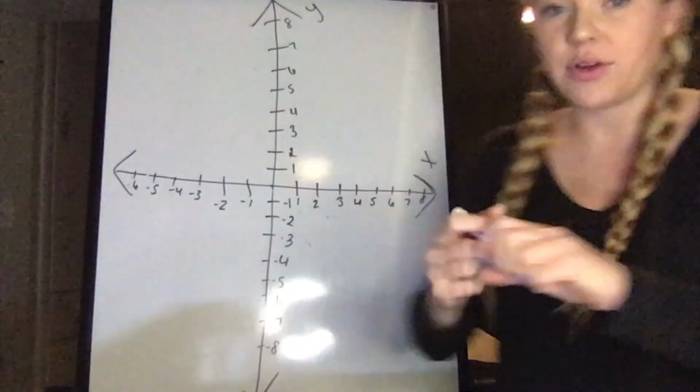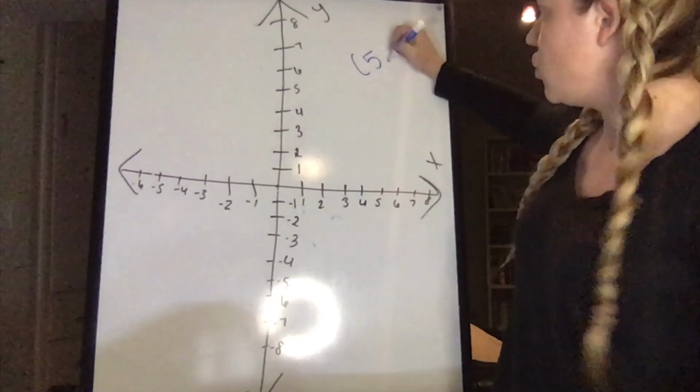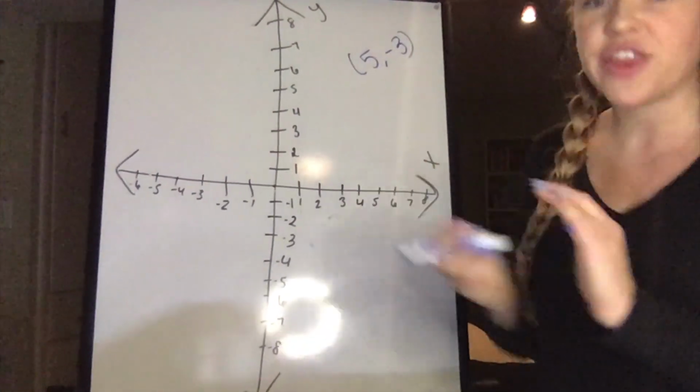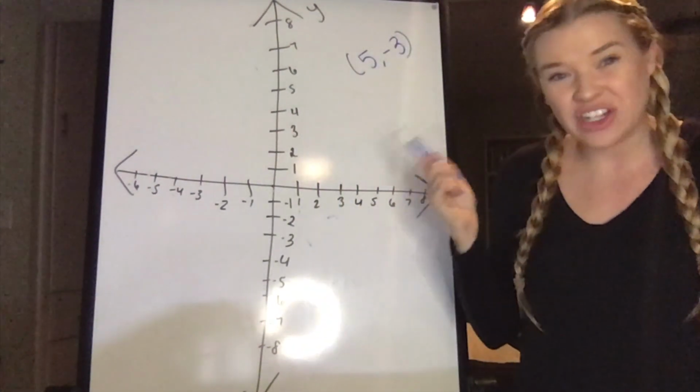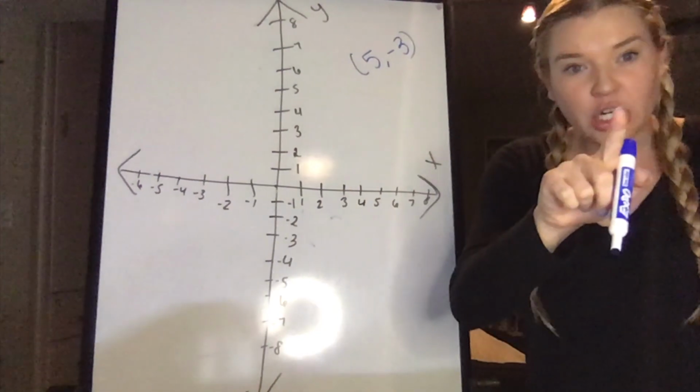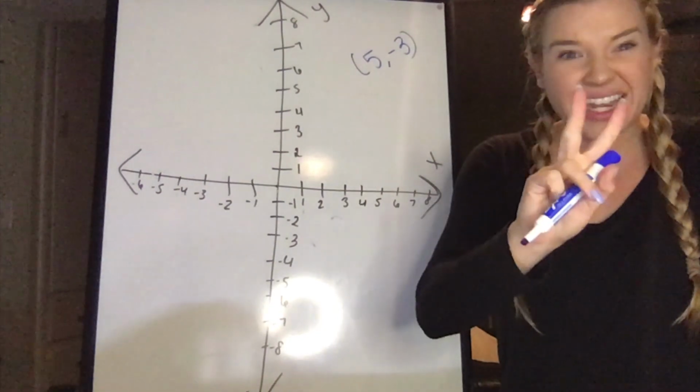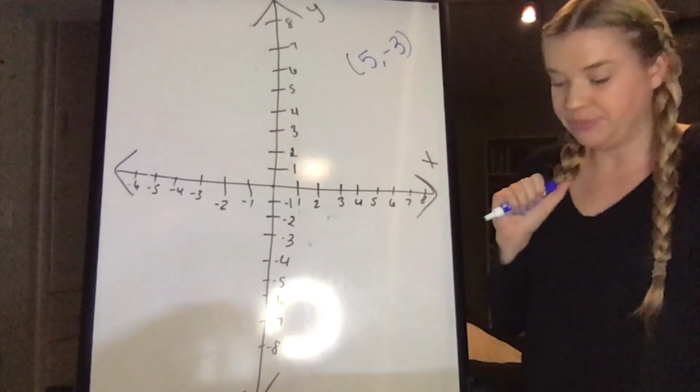5, negative 3. I'll write it up here, but I want you to pause it and see where you think I'm going to graph that. Where do you think that should be graphed? Remember, first step, walk. Second step, take your elevator. Pause.